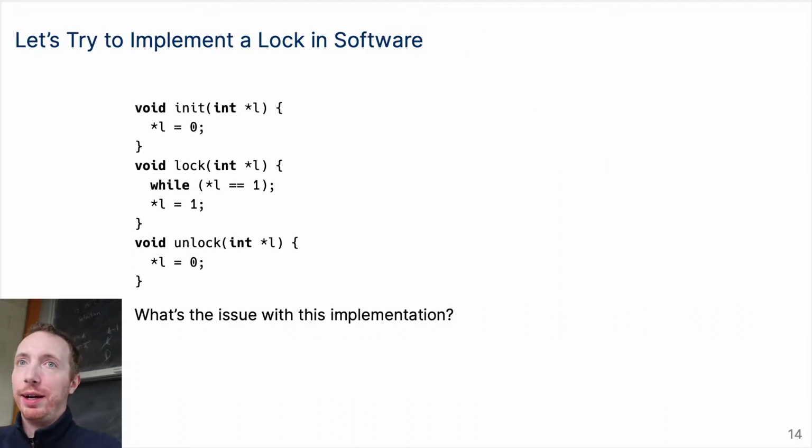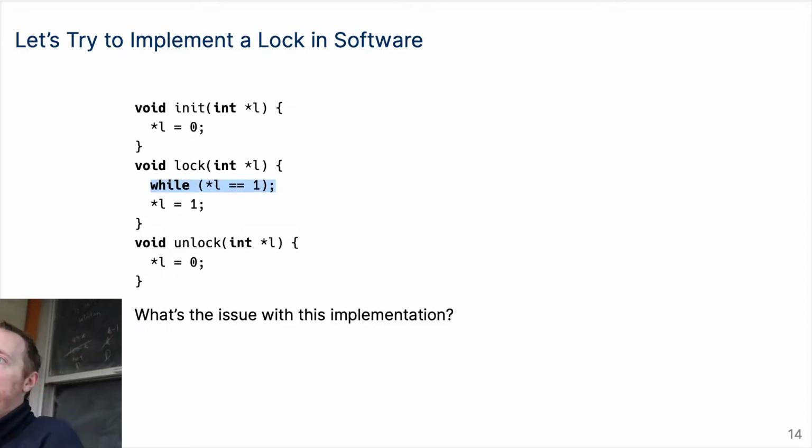So let's try and implement a lock ourselves in software. We have an init function and we have a lock, and we just assume that the user allocates for us an integer, and we're going to represent our lock as an integer. Initially, we're going to have the value of our lock as 0 to say that it's unlocked, and we'll use the value of 1 to say that it's locked. So our lock function could look something like this.